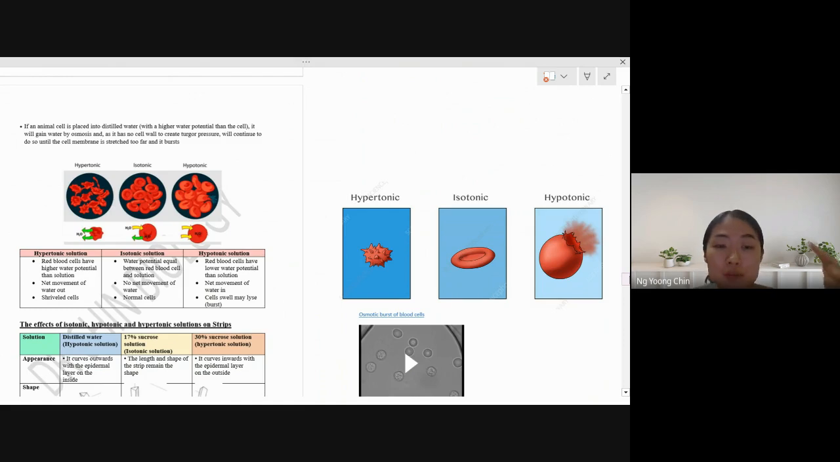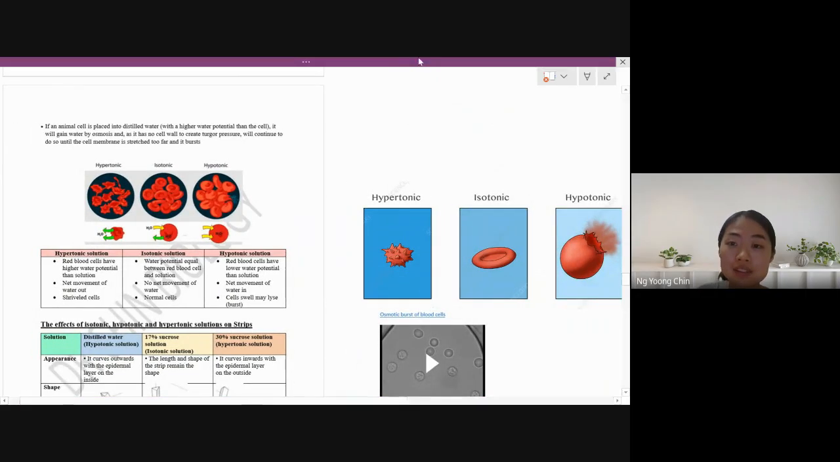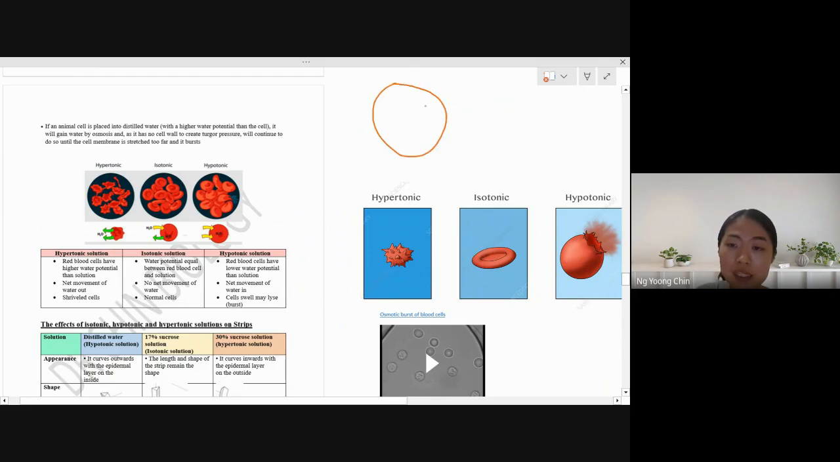This is because red blood cells don't have a cell wall. They only have a cell membrane. You can see, they only have a cell membrane. The structure of the red blood cell is something like this, with the cell membrane. Oh, my drawing is not too nice. The shape of the red blood cell is known as the biconcave disc shape. Have you heard this term before? Biconcave disc shape.